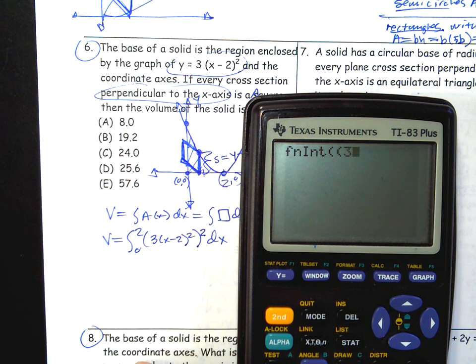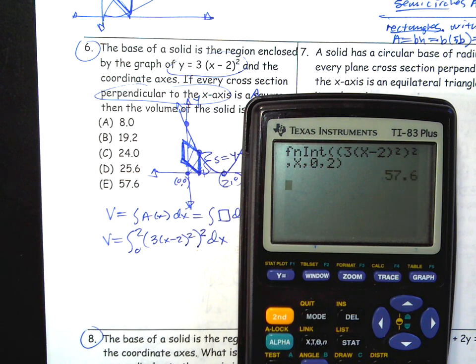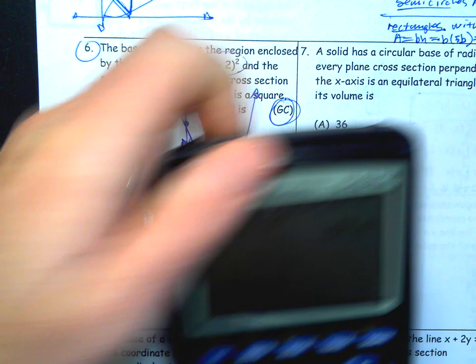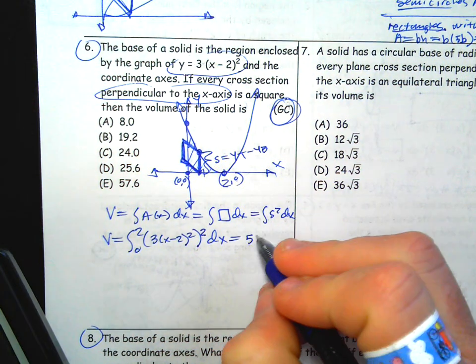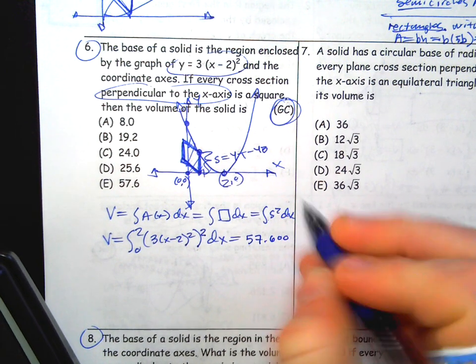Parentheses 3, parentheses x minus 2, close parentheses squared, comma x, comma 0, comma 2. And there's our answer, 57,600.